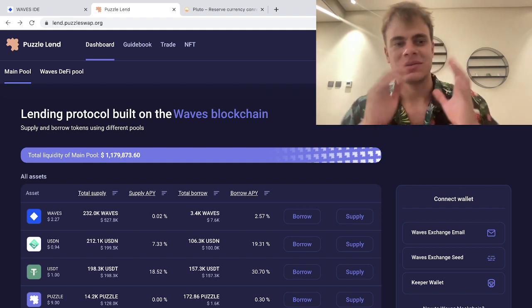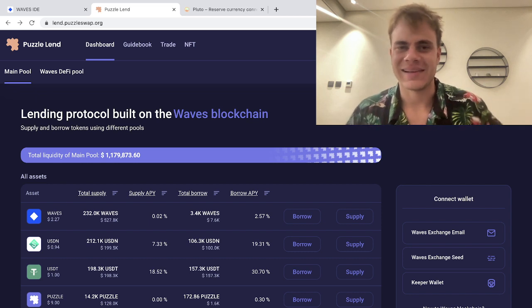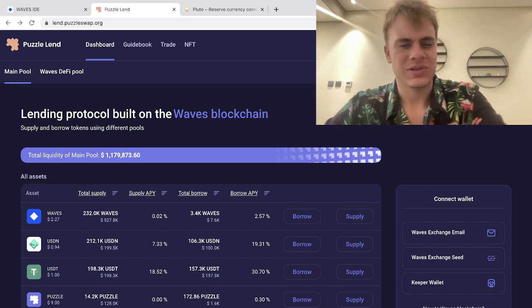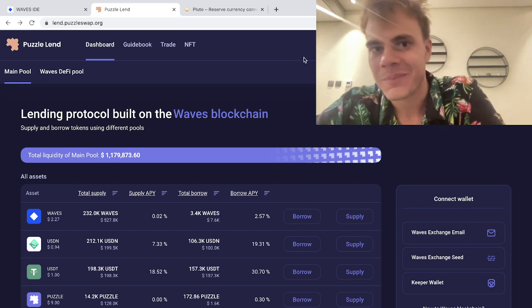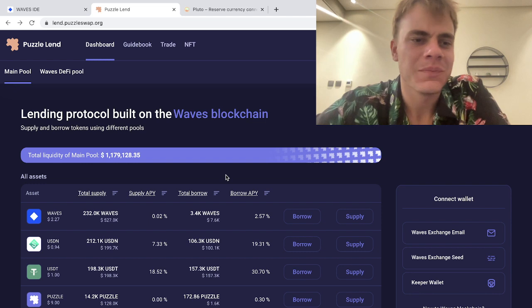So let's start. Here you see the PuzzleLend, the new DeFi tool, which is 1 month old, but already has more than 1 million TVL. Let me explain what happens here.